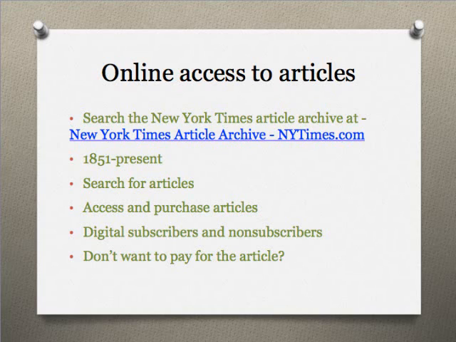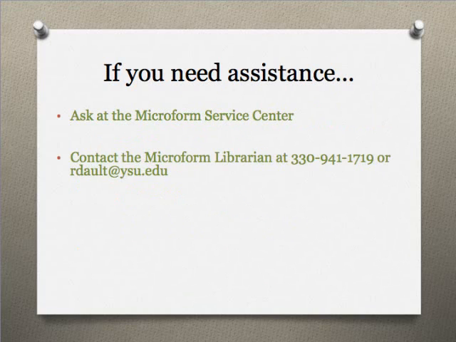If you find an article searching the New York Times Archive, but do not want to pay for access to the article, write down the pertinent information, such as the date and page number of the article, and go to the Microfilm Center. You will be able to find the article using the appropriate index and reel. If you need assistance, ask at the Microfilm Service Center located on the 3rd floor of Mog Library. You can also contact the Microfilm librarian by phone at 330-941-1719 or by email at rdault@ysu.edu.